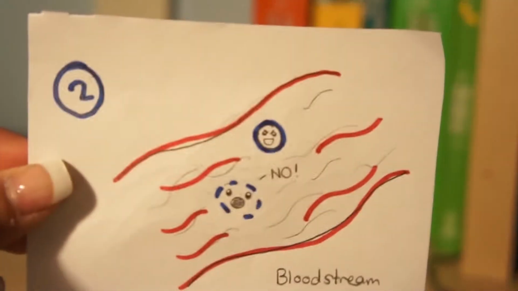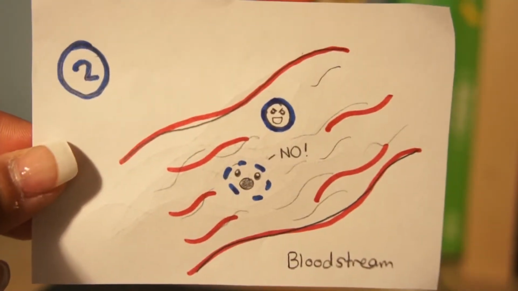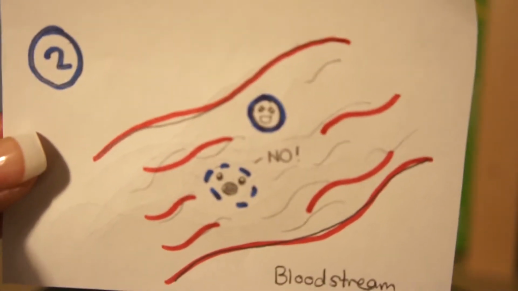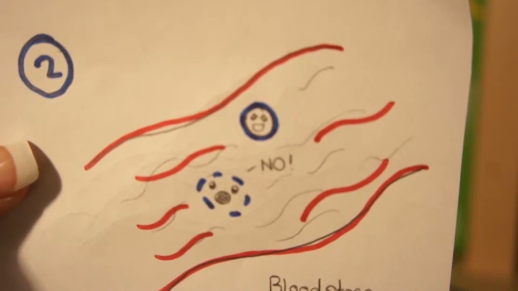Number 2, a very small fraction can get dissolved in blood plasma. This is so because CO2 dissolves poorly in water.